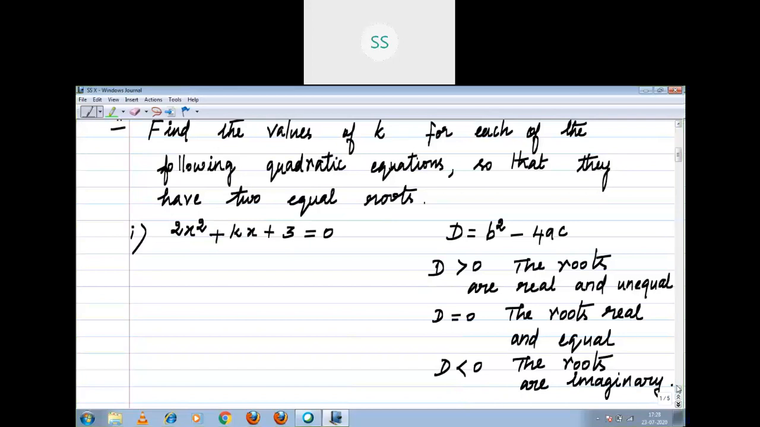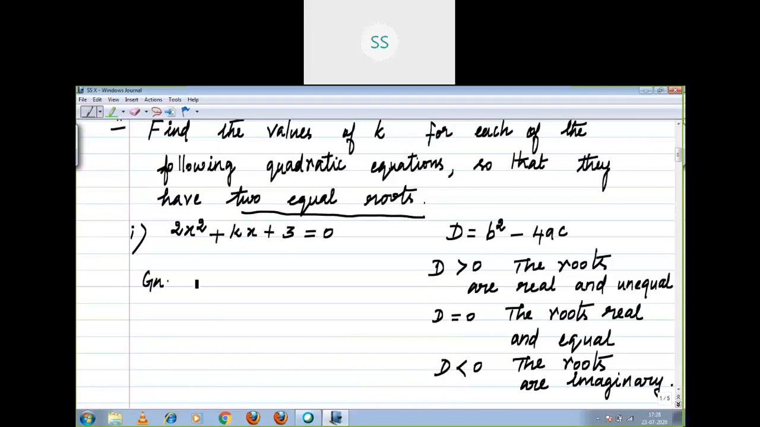Now, discriminant greater than 0: the roots are real and unequal. Equal to 0 means the roots are real and equal. Less than 0 means the roots are imaginary. This you know very well. Here what is given, I'm going to underline. What is given? Two equal roots. That means which condition is apt here? D is equal to 0.